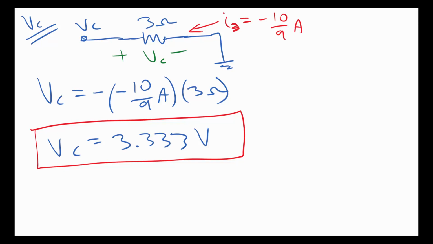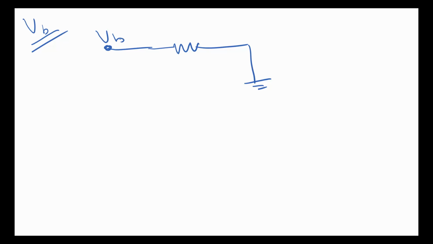Okay, so let us go to the next voltage, the VB node voltage, and I'm going to do this one two ways. The first way is easier, more straightforward, but the second way is going to illustrate something for you. The easy way looks exactly the same as the previous example. We have a resistor connected to ground, so we have VB here. In this case, we have a 2 ohm resistor.